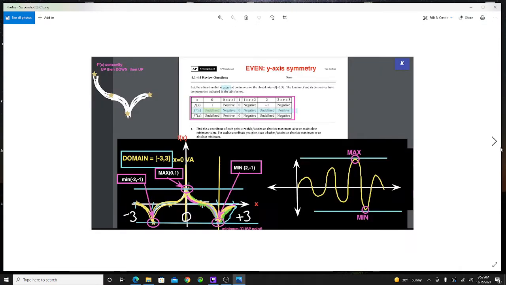For question number 1, find the x-coordinate of each point at which S obtains the absolute maximum or absolute minimum value. For each coordinate you give, state whether it contains an absolute maximum or minimum. As you can see on the given table, only certain key values are shown for the function, so we plot those first. And then whether they're increasing or decreasing in each interval, we loosely draw the lines given the first derivative, and then for the concavity of the second derivative.